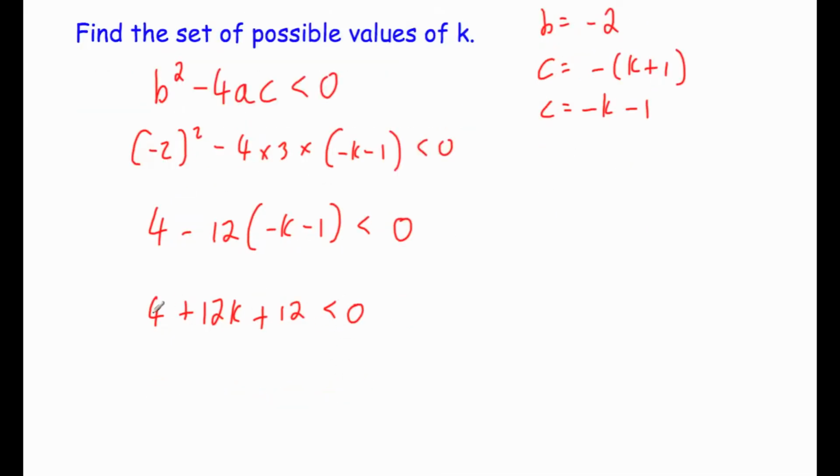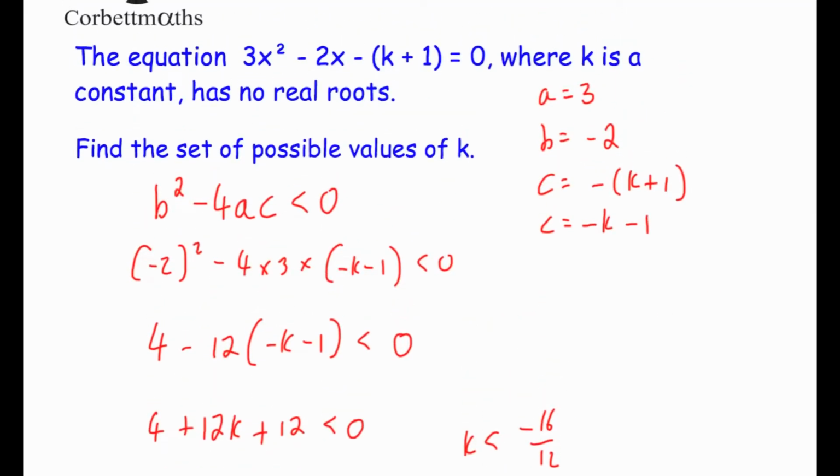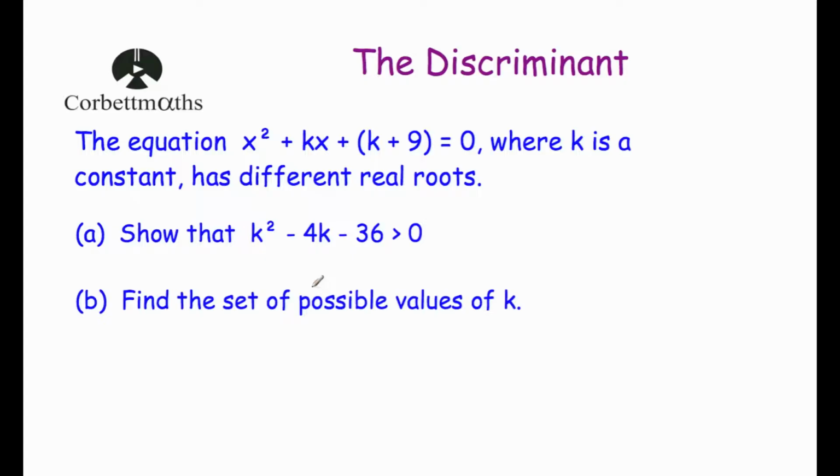Okay, so now let's simplify. So we've got 4 plus 12, so that's 16, plus 12k is less than 0, and subtracting 16 from both sides of the inequality will give us 12k is less than negative 16. And then finally, we just need to divide by 12, so we're going to get k is less than negative 16 over 12, and simplifying that will give us k is less than negative 4 over 3, and that's it. So that means that any value of k less than negative 4 over 3 will mean that our quadratic equation has no real roots.